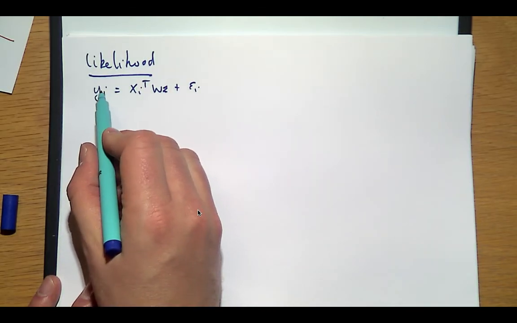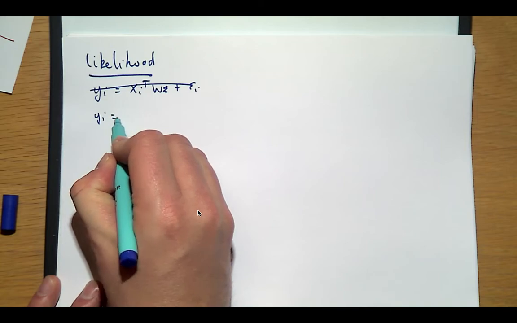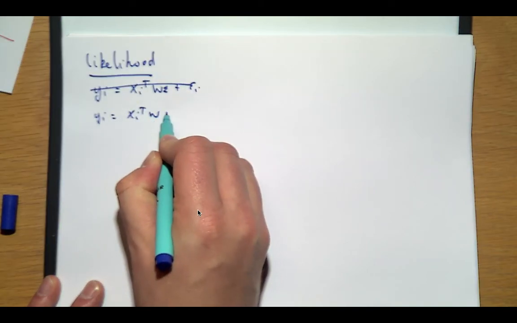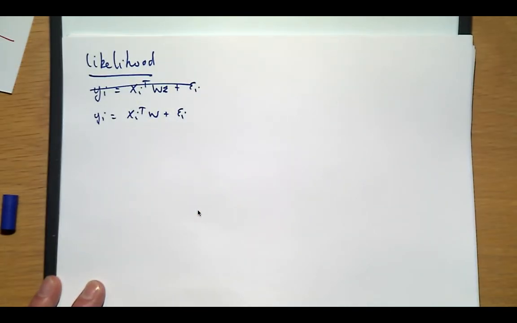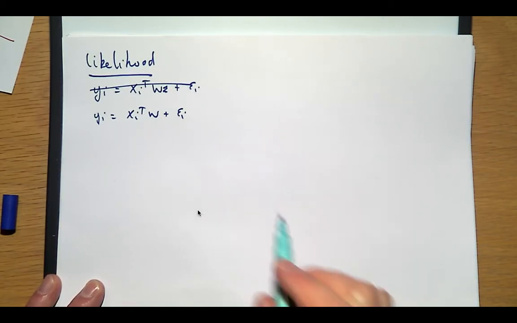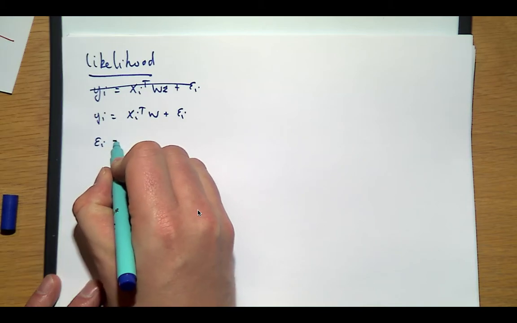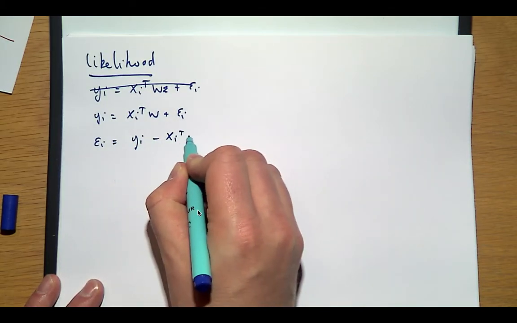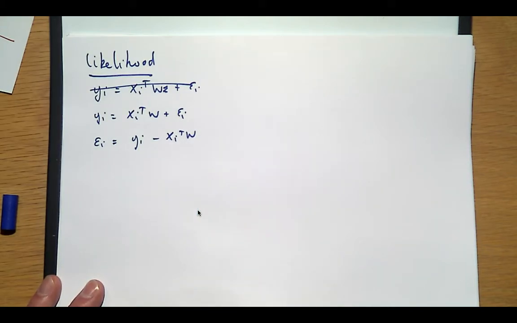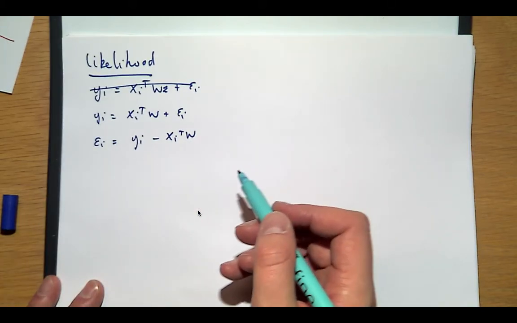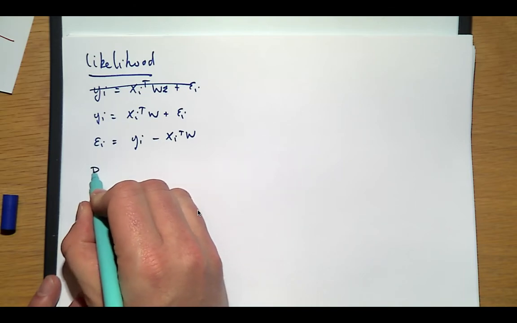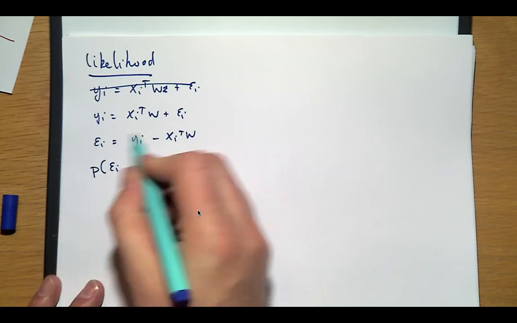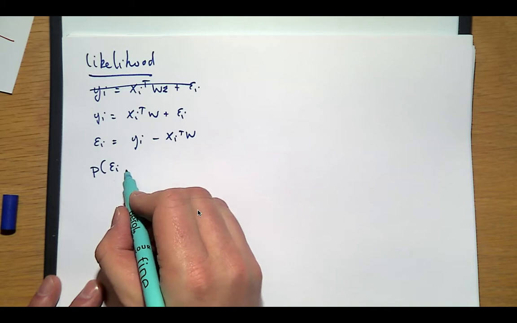So I'll just write it again. Okay, so that's your linear model for a particular sample. And so I can write that epsilon is the outcome minus the predicted value. And if you look at what is the likelihood of epsilon, well, the likelihood is the probability of that epsilon is this particular value, okay?